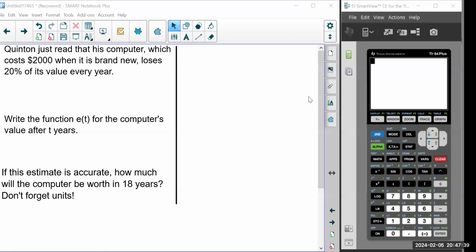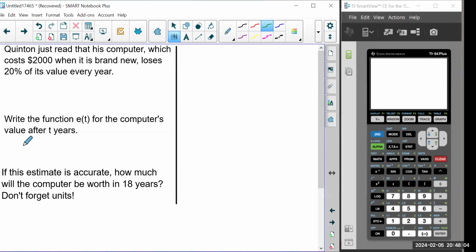All right, so this is the example for the class pick slides 1, 2, and 3. Quentin just read that his computer, which costs $2,000 when it's brand new, loses 20% of its value every year. So the first thing we need to do is write the function for the computer's value after T years. First we need to find the initial value and the rate.